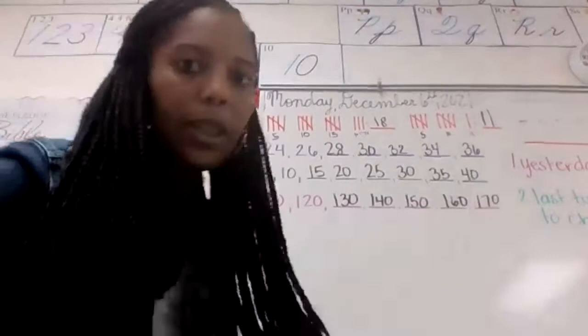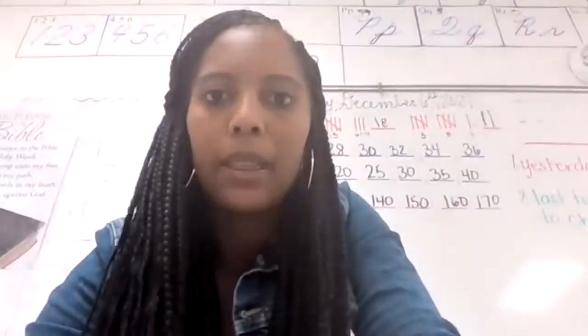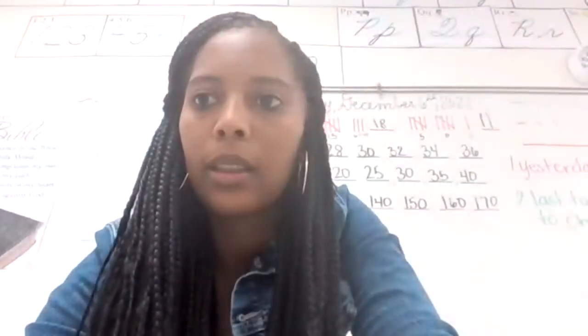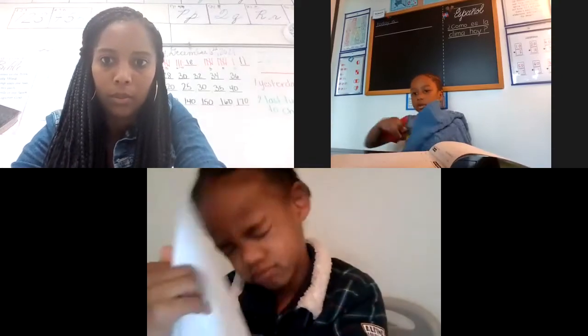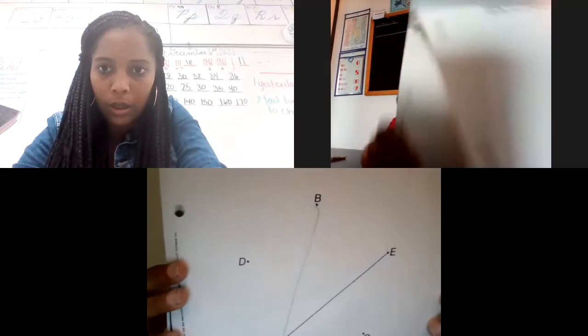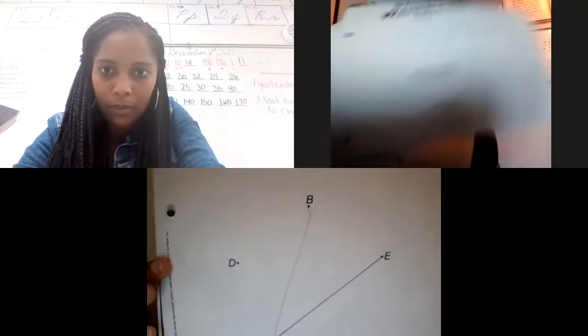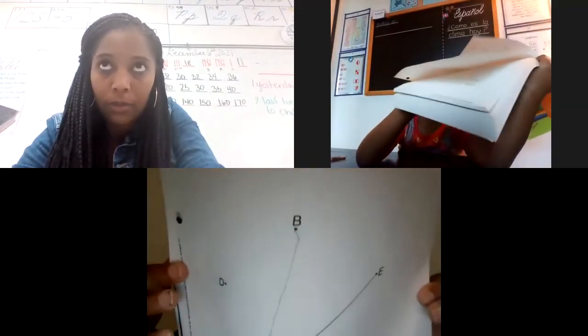Let me see, Dennis and Avaya, if y'all have it done. A to B, let's see. It's blue, but sometimes it looks gray or green right here and blue right here.